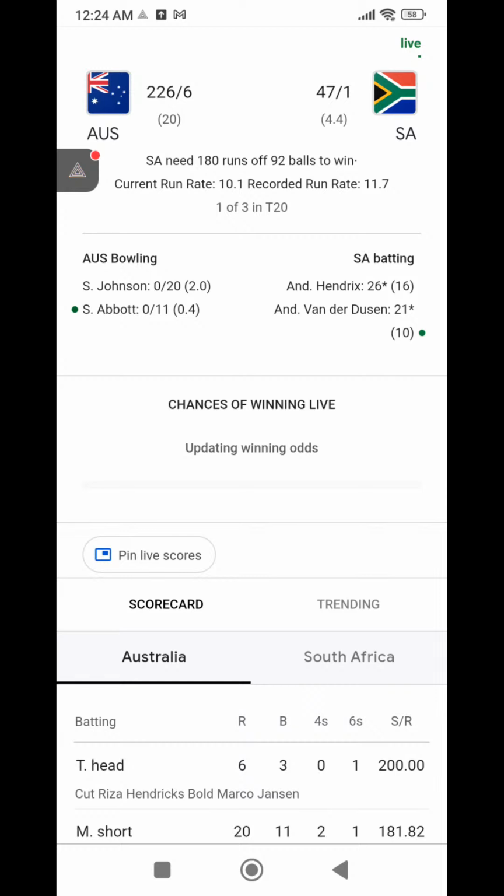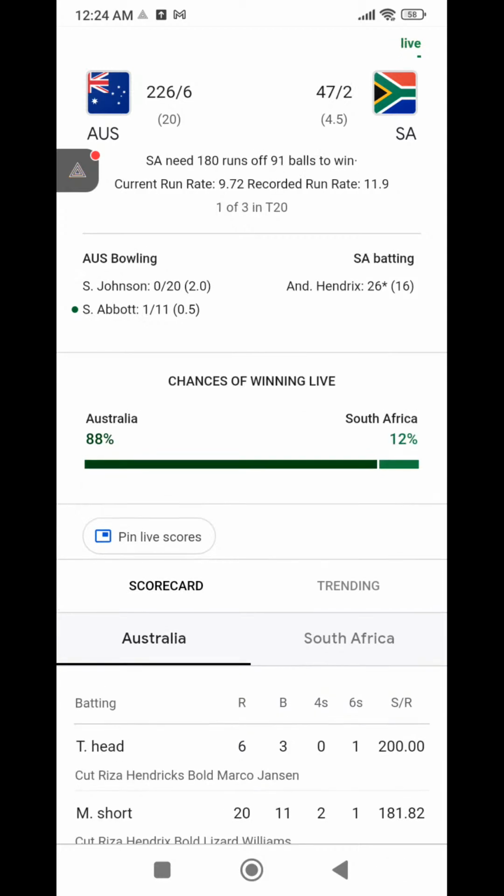So 47 for the loss of 1 wicket in 4.4 overs. South Africa need 180 runs in 92 balls to win. 47 for the loss of 2 wickets.